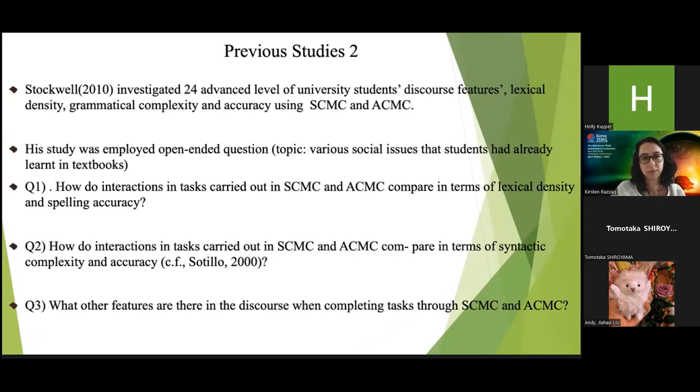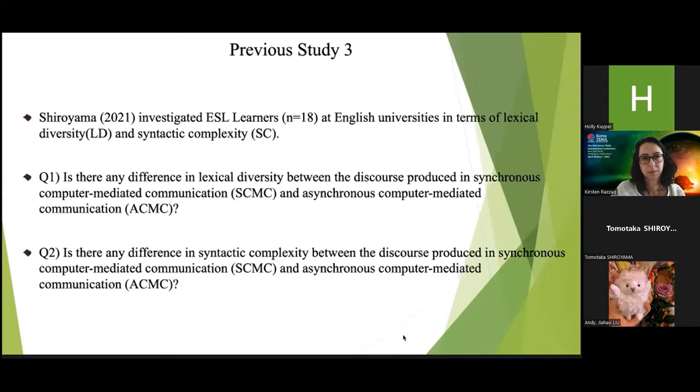Then the third of the previous studies, with three questions, is Shiroyama 2021, which I conducted last year. It investigated ESL learners. The number of participants was 18, at English universities. I was in Exeter last year when I did this study, and I examined lexical diversity and syntactic complexity.